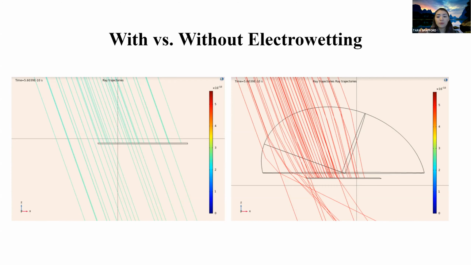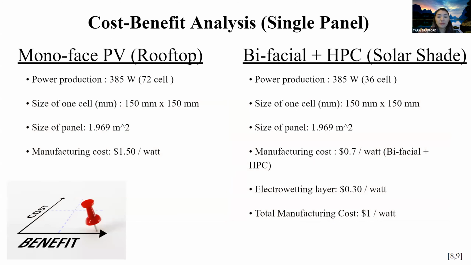And then if you want to hit the next slide, I'm going to turn the time over to Nick to talk about our cost benefit analysis. Okay, so for the cost benefit analysis, we divided it into the monoface, which is a normal solar panel, and our bifacial HPC at first, just to look at how they would be as 2 normal panels. The power production for each of them is about the same at 385 watts. The size of the panel is the same, 1.969 meters squared. And the normal price for the monoface is $1.50 per watt.